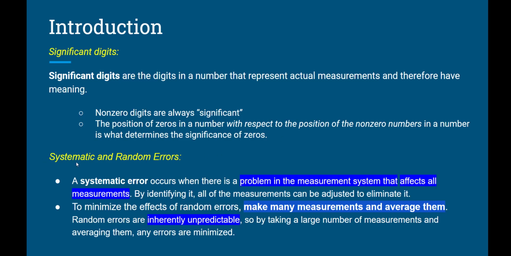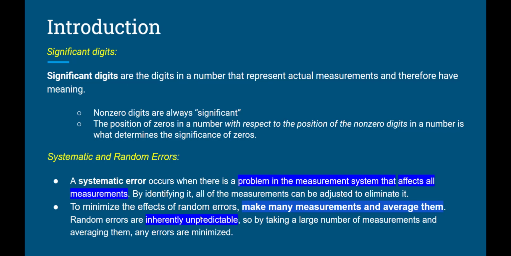In scientific experiments, there are two types of errors we will discuss. A systematic error occurs when there is a problem in the measurement system that affects all measurements. By identifying it, all of the measurements can be adjusted to eliminate it. Random errors are often out of the control of the researcher and inherently unpredictable. To minimize the effects of random errors, it is best to make many measurements and average them.